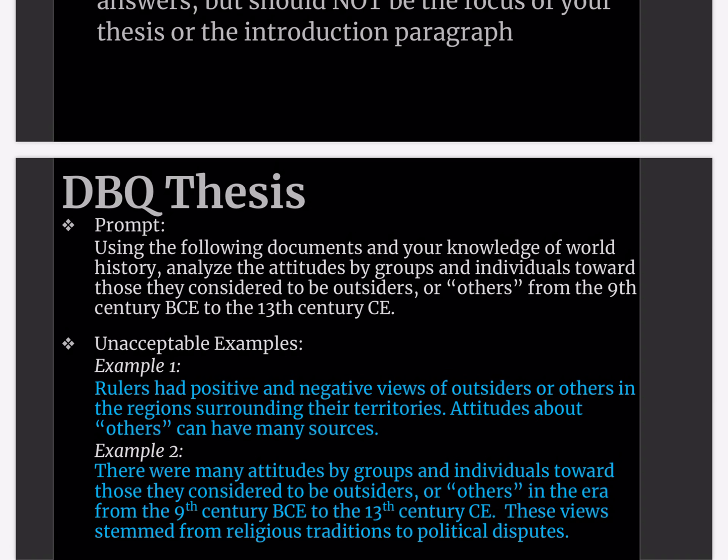So for example, I've got a couple of student samples here of a thesis. All right, for example, example 1. Rulers had positive and negative views of outsiders or others in the regions surrounding their territories. Attitudes about others can have many sources. That's unacceptable. The thesis does little other than state the obvious given in the prompt.